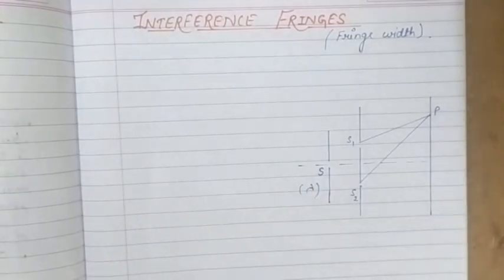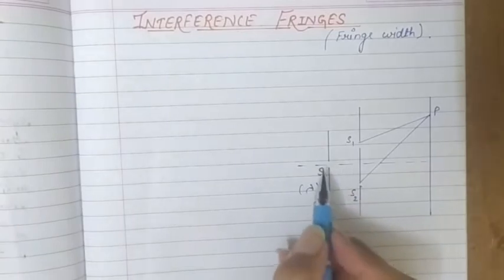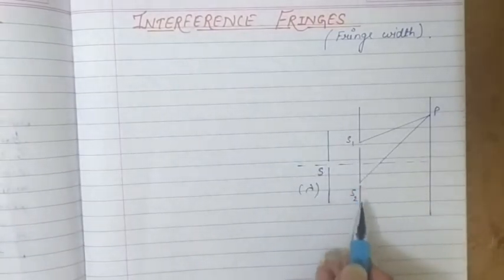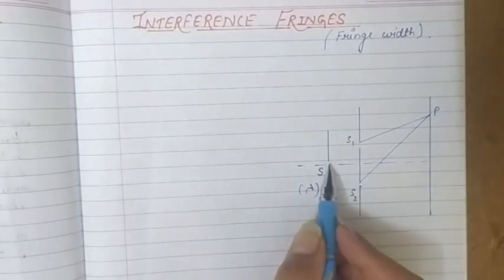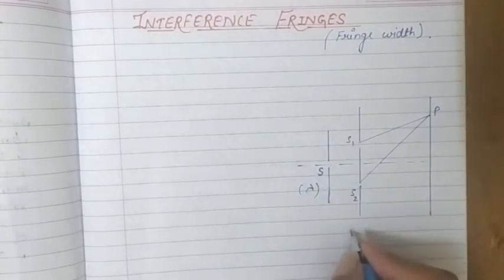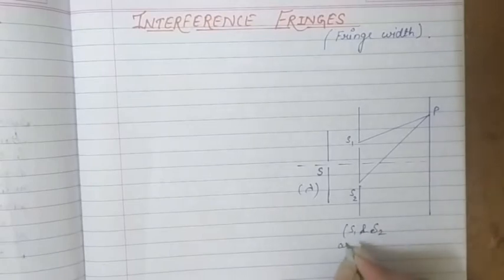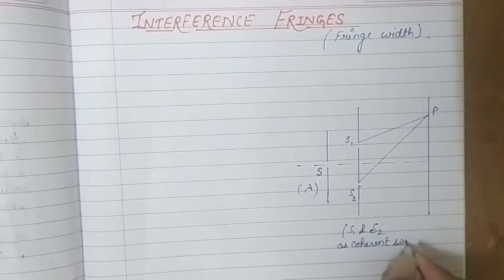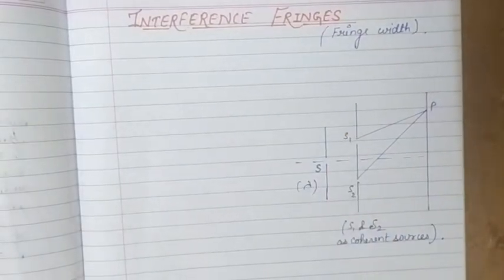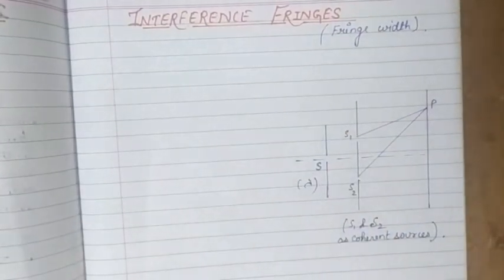Now since these are derived from the same parent source, the light coming from S1 and S2 comes from the same parent source, so these two slits S1 and S2 behave as coherent sources. That means the rays coming from S1 and S2 can superpose and give us the results of interference.